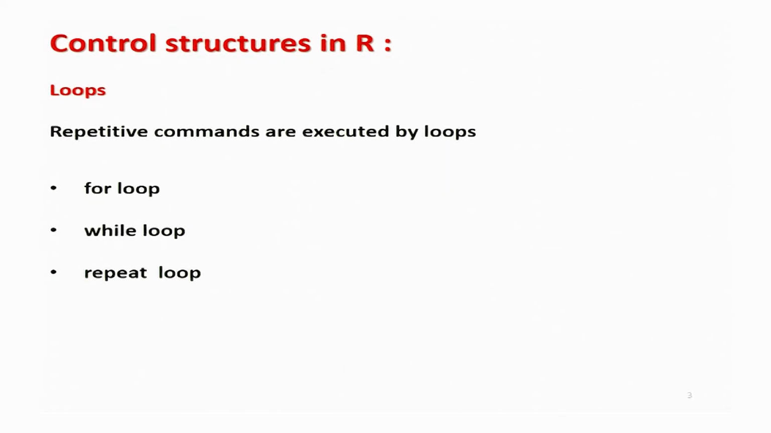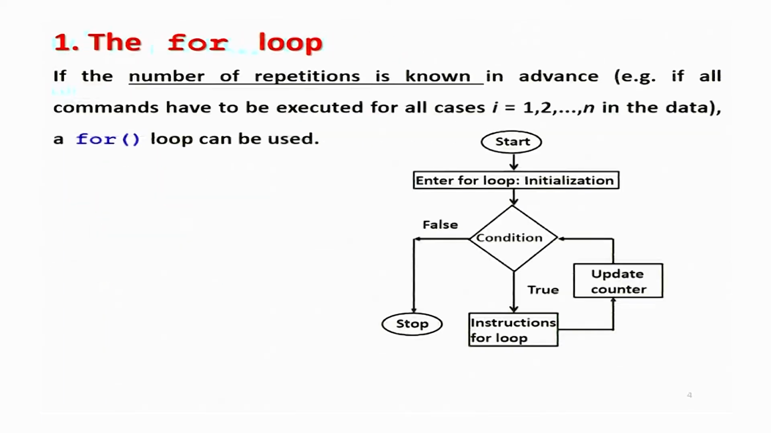There are three popular loops, called the for loop, while loop and repeat loop. In this lecture we are going to talk about the for loop. All three loops are used under different types of conditions; depending on the need and requirement you can choose whichever loop you want to use. I will explain the conditions under which they are used. First let us understand the for loop. The for loop is used when the number of repetitions is known in advance.